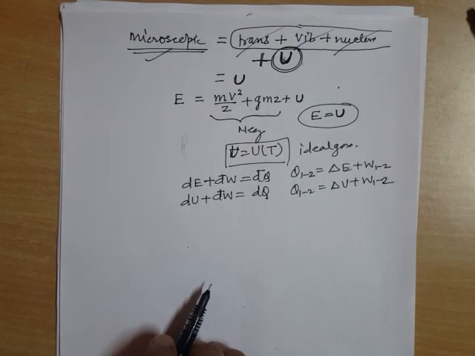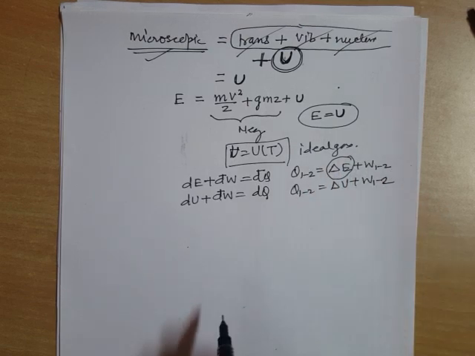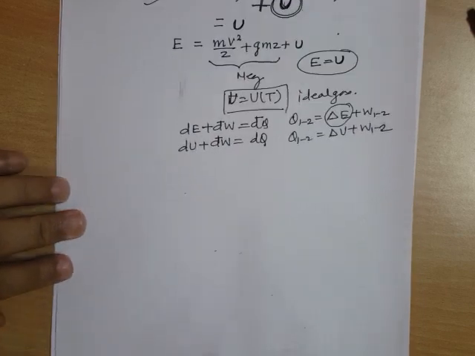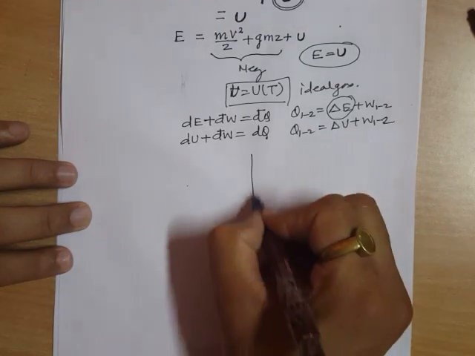Now friends, you can see that I am not writing delta W or delta Q, because I know at this moment that these are path functions, not point functions. But what about this delta E? I am writing this delta E, which means this has to be a point function. So let us see that this is a point function. How can we prove that?